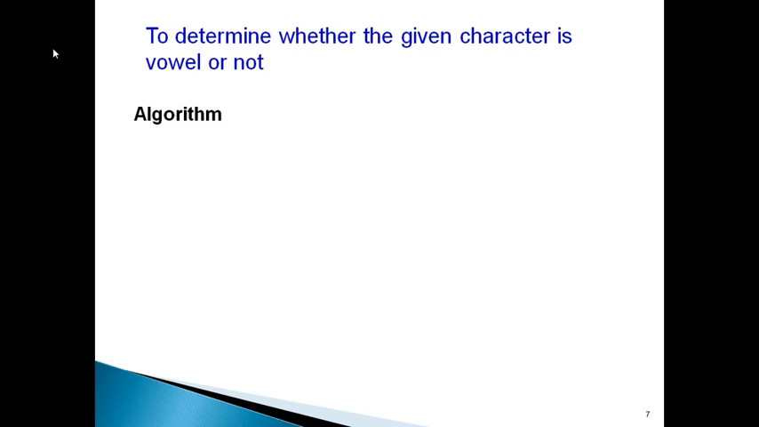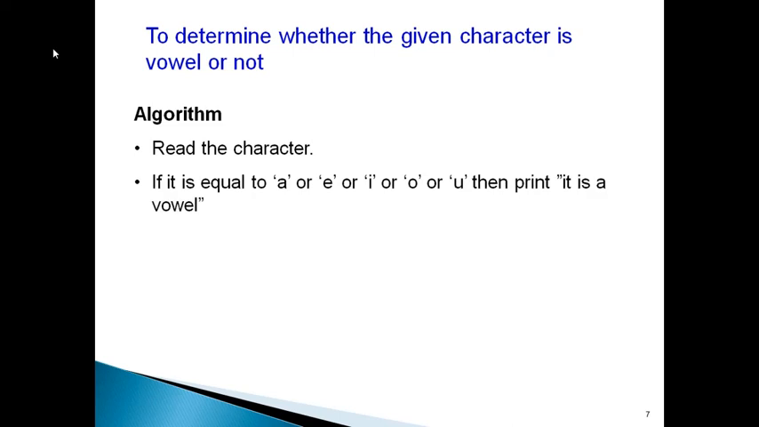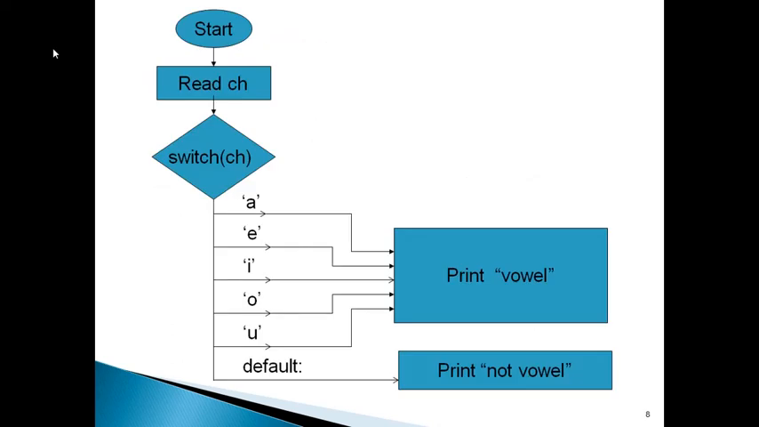For that, we will write an algorithm. Read the character. If it is equal to A or E or I or O or U, then print it is a vowel. Otherwise, print it is not a vowel. This is the algorithm. This is the flowchart. In this flowchart, observe the flow of execution and the switch statement.